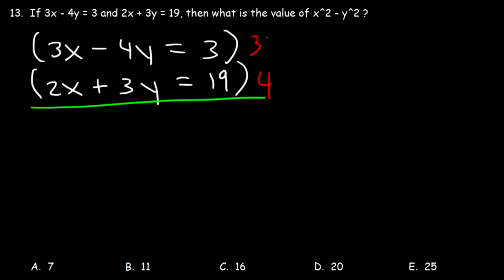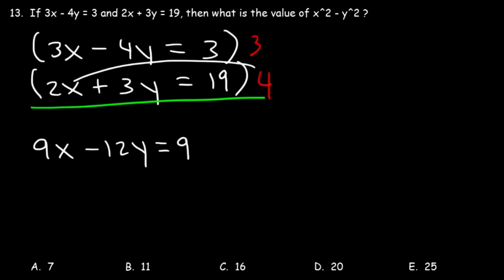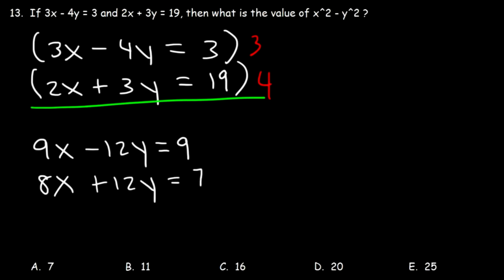So let's multiply everything by 3. 3x times 3 is 9x. And then 3 times negative 4y, that's negative 12y. And then 3 times 3 is 9. 4 times 2x is 8x. 4 times 3y, that's positive 12y. And 4 times 19. 4 times 20 is 80. If you take away 4, that's 76. So 4 times 19 is 76.